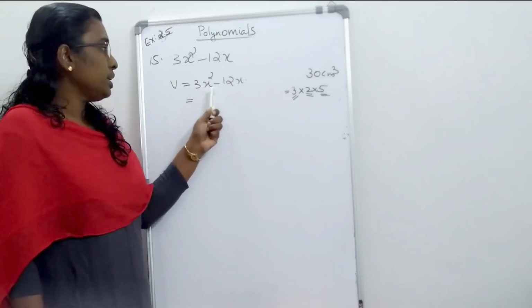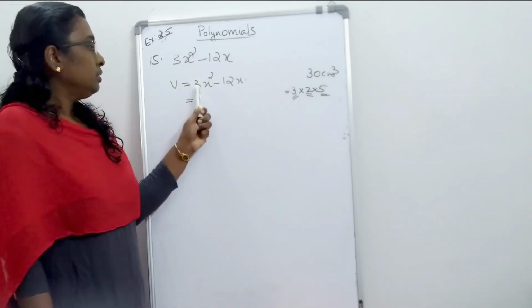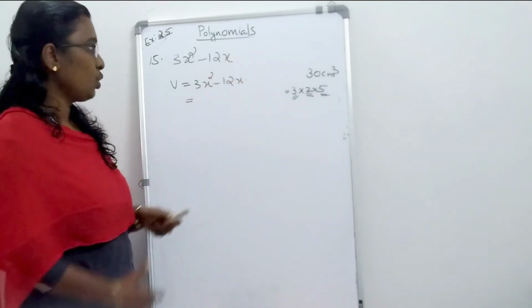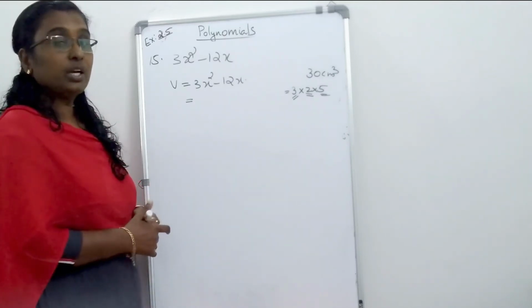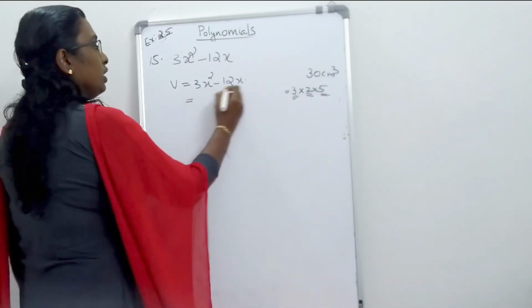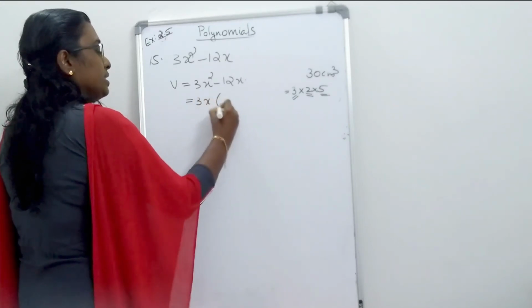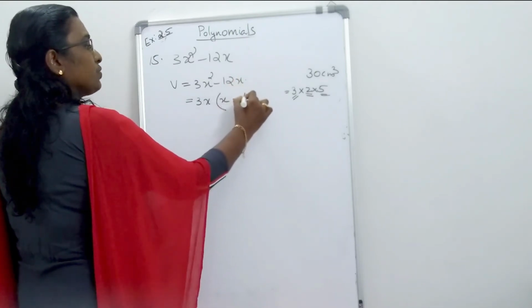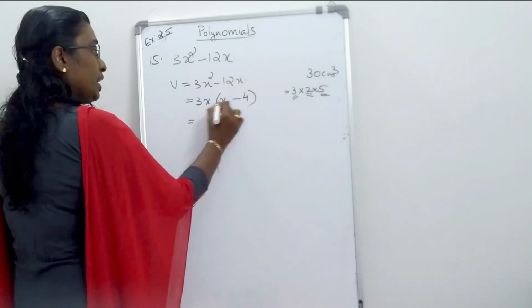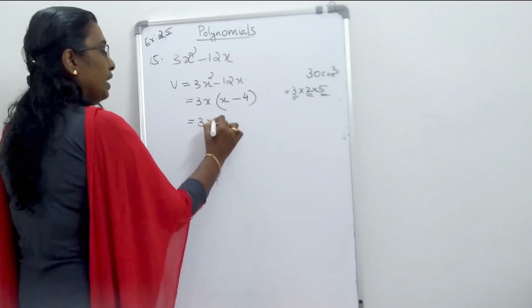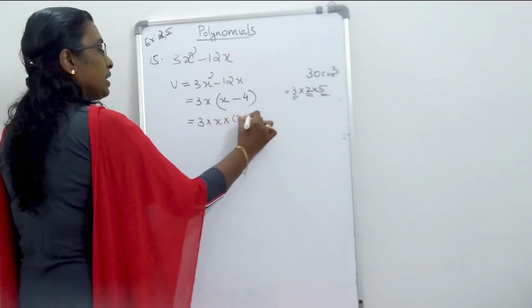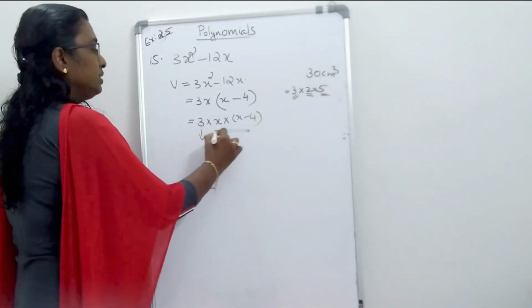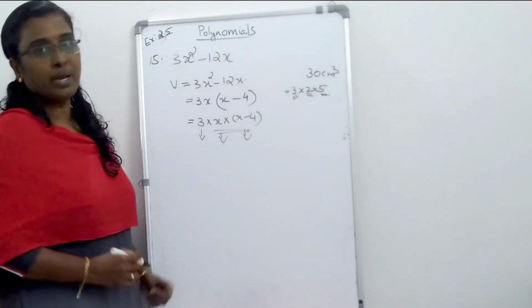given that the volume is 3x square minus 12x. This expression is not in the identities we studied. So, in that case, we take the common factor outside. Here the common factor is 3x. 3x into, if we take 3x from here, the remaining factor is x. If we take 3x from here, the remaining factor is 4. So, we can write this as the product of three factors, 3 into x into x minus 4. So, we can say that the dimensions are 3, x and x minus 4.